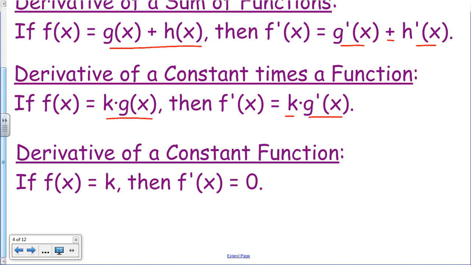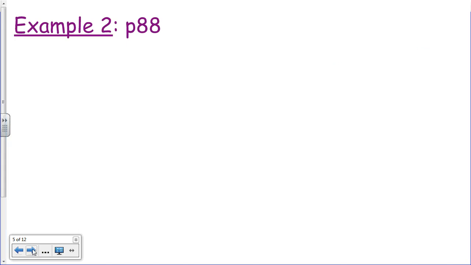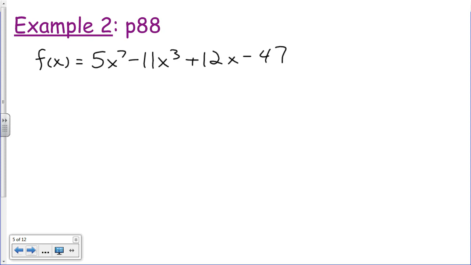All right, let's use those properties in a couple of examples here. Take a look at example 2. It says if f of x is equal to this function, f of x is 5x to the 7th minus 11x cubed plus 12x minus 47. Then f prime of x is equal to what? Find f prime of x, is what they say. So we're just going to go through and use the properties that we've just learned to do this. You could again go back to that limit definition and actually evaluate it that way. We're going to use the properties that we just learned.